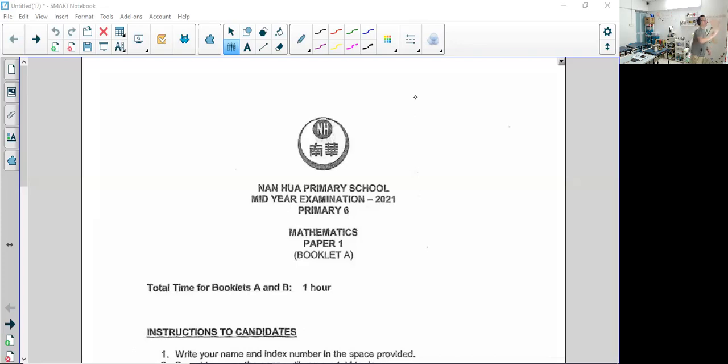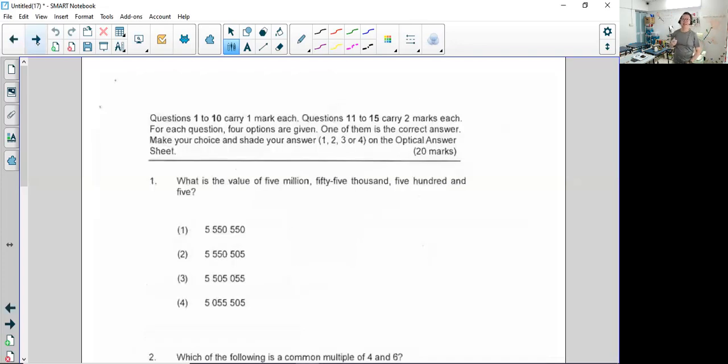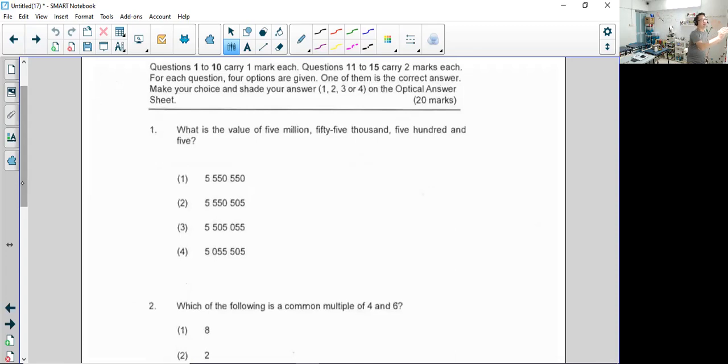In question one, we will go through slowly again, just to make sure that you understand the concepts and the methods and the shortcuts, how to use the shortcuts to do faster. So what is the value of 5 million, 55,000, 505? If the number is very big, the words contain big numbers.